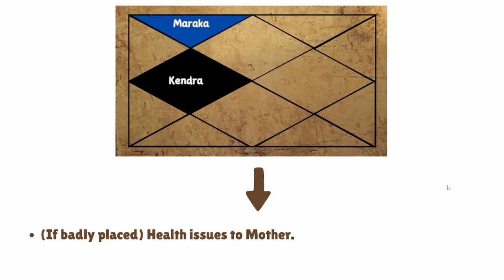Now, the fourth house is part of the Kendra Bhava, and the second house is a Maraka house along with the seventh house. So, this link between the fourth house, which shows your mother, with the second house, which is a Maraka house, if it is badly placed or has afflictions, then it shows health issues to the mother during the time period when this time period gets activated.